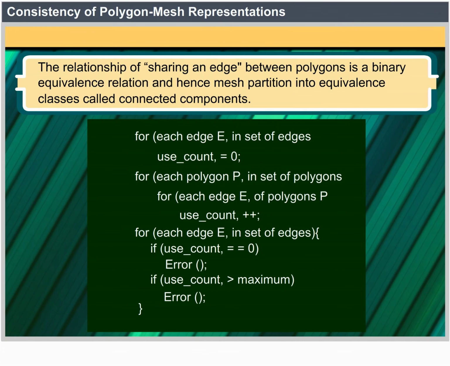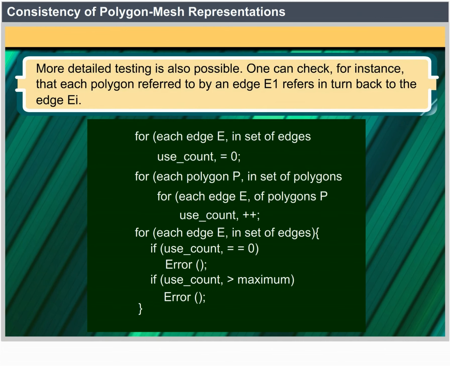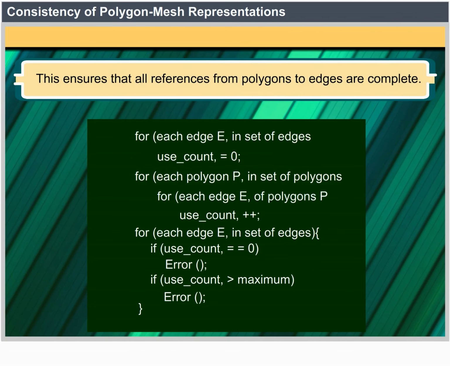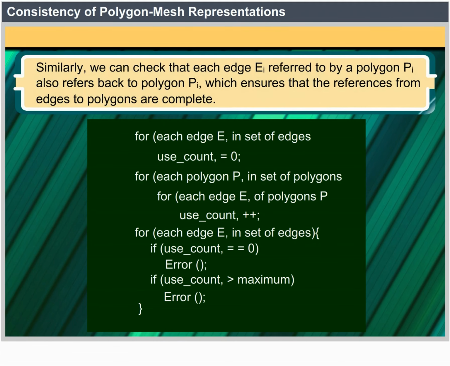More detailed testing is also possible. One can check, for instance, that each polygon referred to by an edge E1 refers in turn back to the edge E1. This ensures that all references from polygons to edges are complete. Similarly, we can check that each edge E1 referred to by a polygon P1 also refers back to polygon P1, which ensures that the references from edges to polygons are complete.